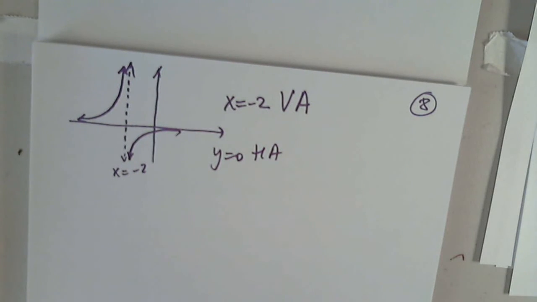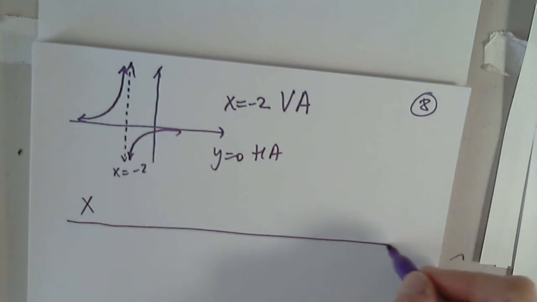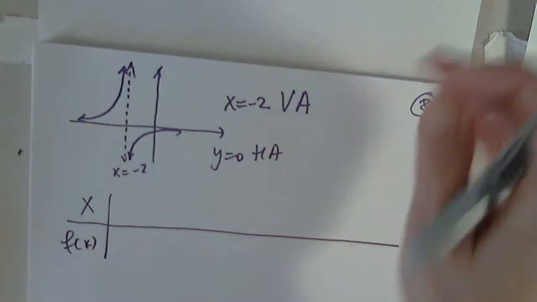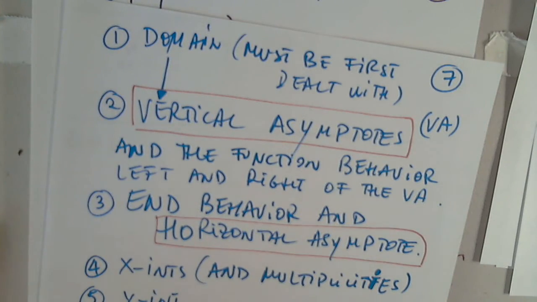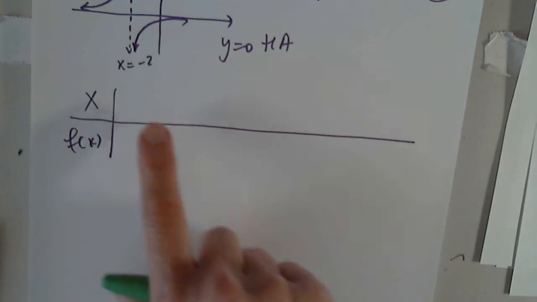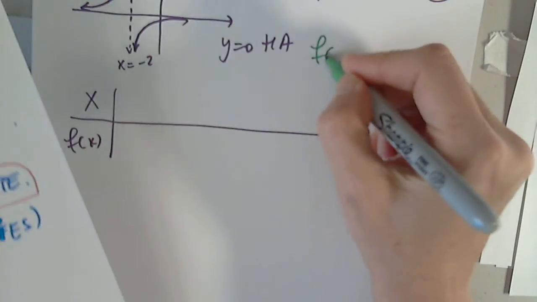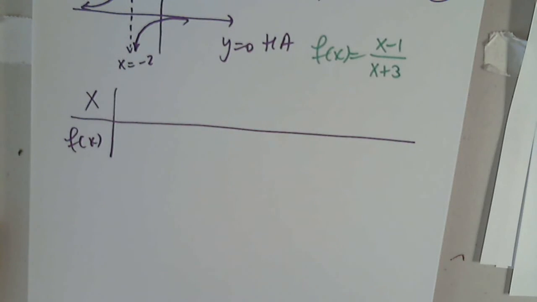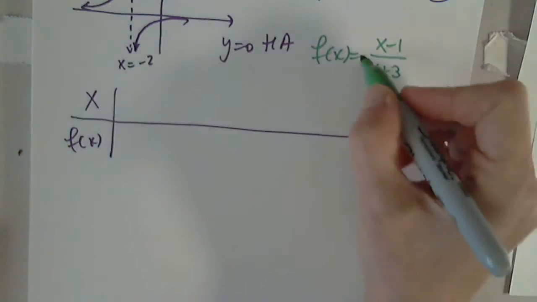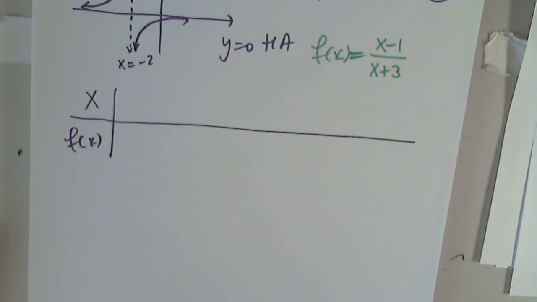Okay, so coming back to our example, we will get our table going like we did before. And I'm going to check off the list all these items that we go through. So the first one is domain. F of x equals x minus 1 over x plus 3. Can anyone give us the domain of this function? Or at least tell us what x cannot be for sure. What x cannot be in this function? -3.